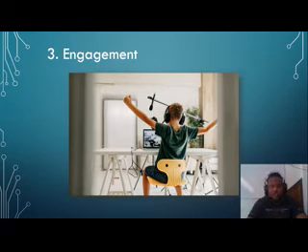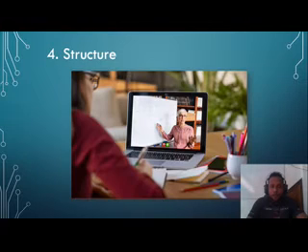To make engagement, you have to ask them questions, ask them to read phrases, and ask them to share their experience in the class. And the fourth point is structure. Every teacher has their own structure to conduct the class, in the real classroom and in the online classroom. So don't change your structure.